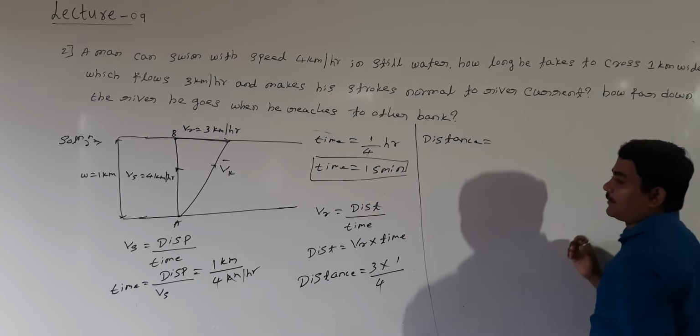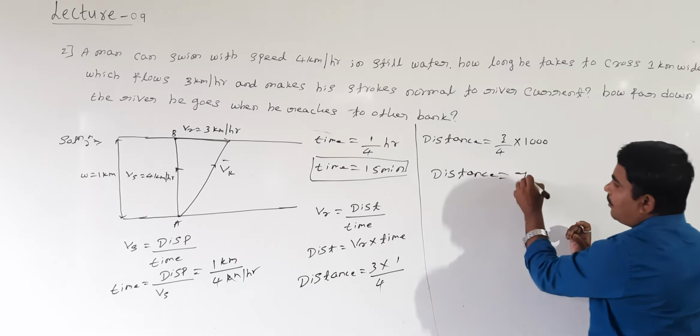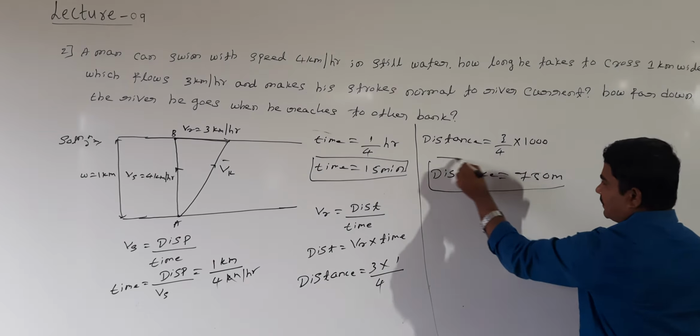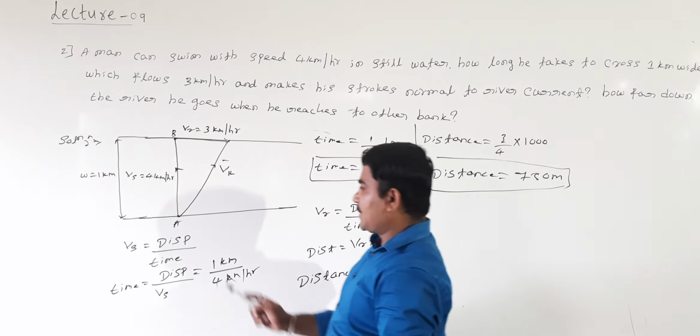Convert this into meters. 3/4 kilometer into 1000. So what is the distance covered? He goes down by 750 meters. I mean, to cross from A to B, how much time is taken? This much time is taken. And due to the flow of the river, he goes down by this many meters. So copy this numerical, students. We will solve one more numerical.